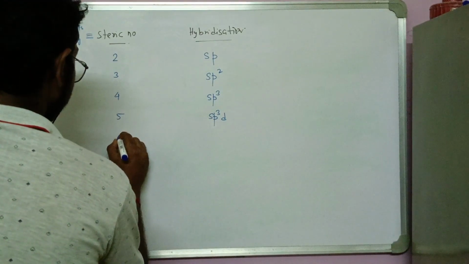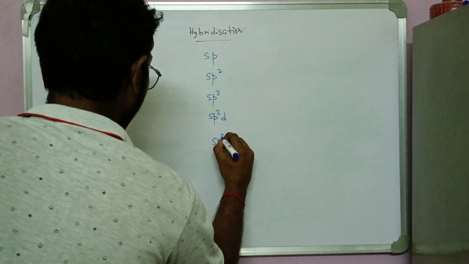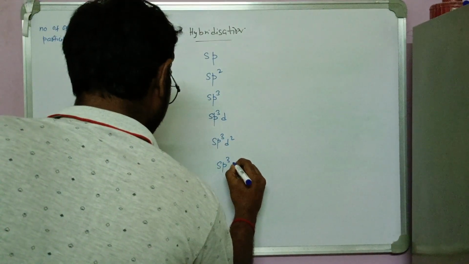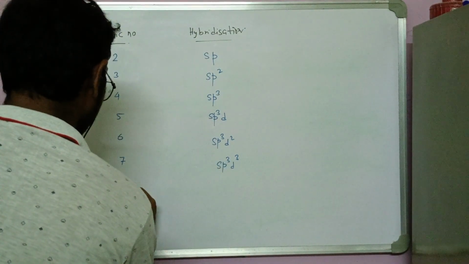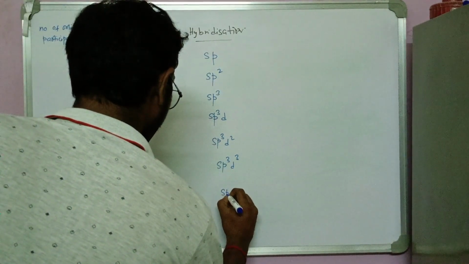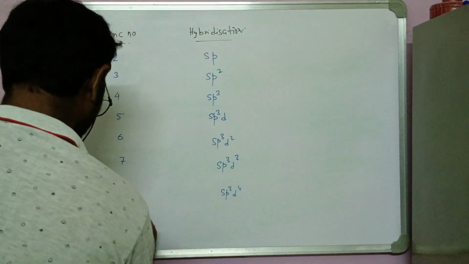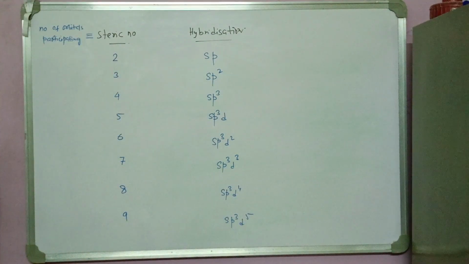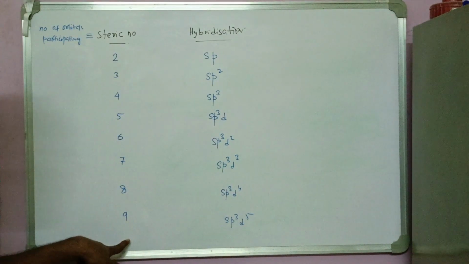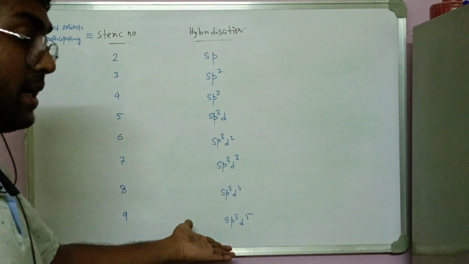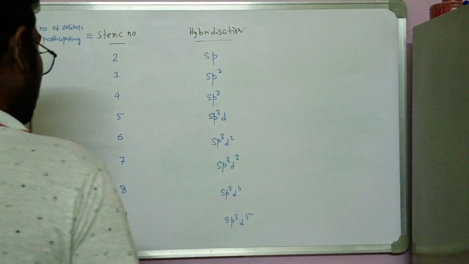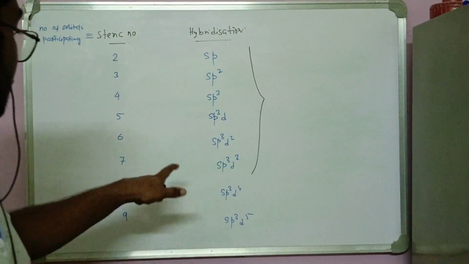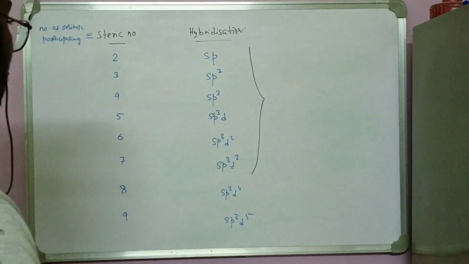and we will discuss it later on. So for steric number 6, this will be sp3d2, right? For 7, sp3d3. Because there are 5 d orbitals, for steric number 8 we can go for sp3d4, for 9 we can go for sp3d5, right? So we can go up to steric number 9. After that, the f orbital will have to participate in the hybridization. So we don't have to go that way. We can discuss up to steric number 7. That will be enough for our discussion.